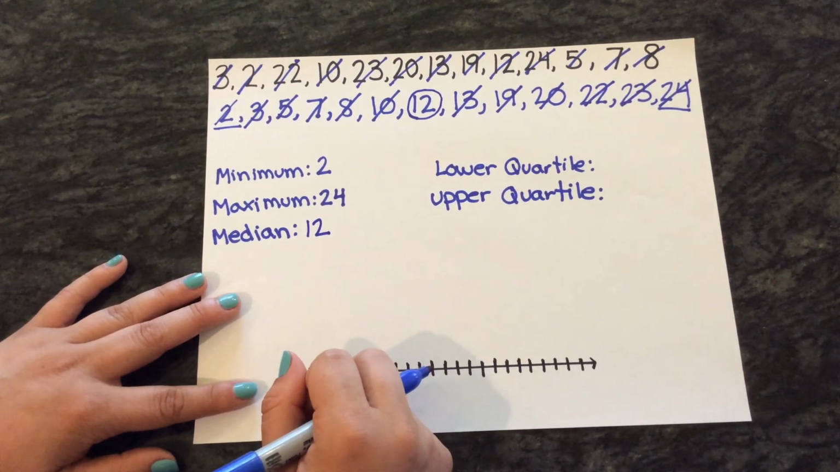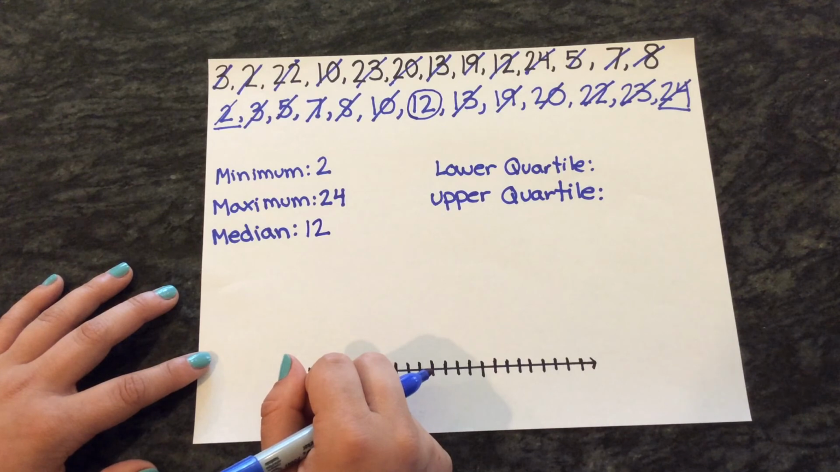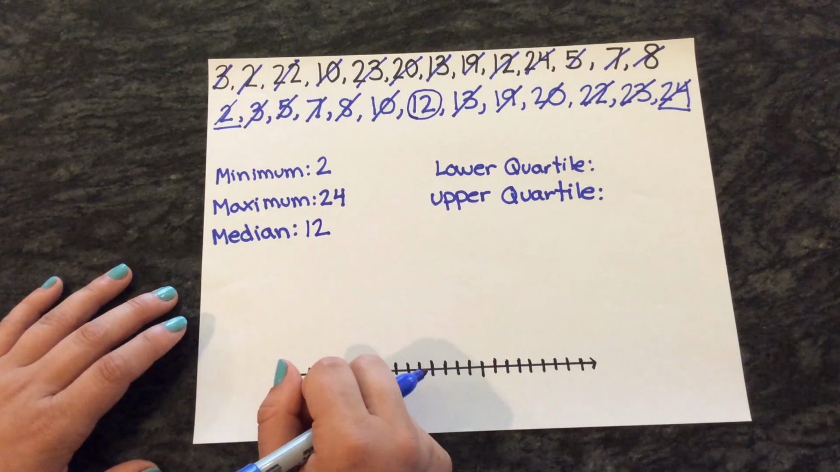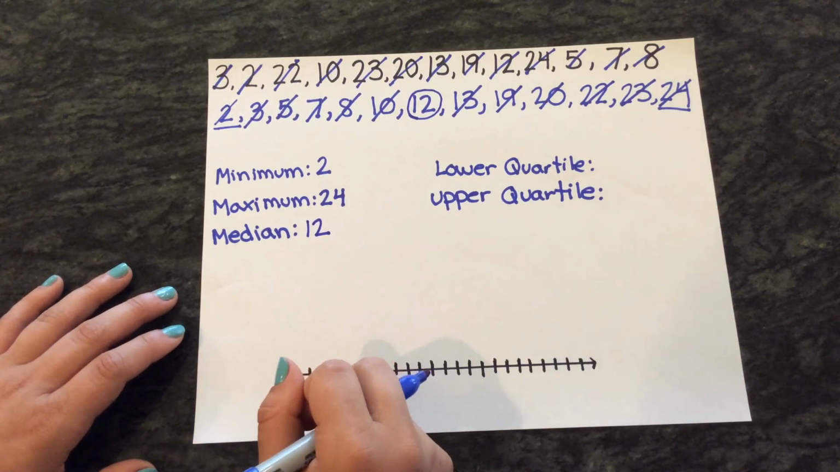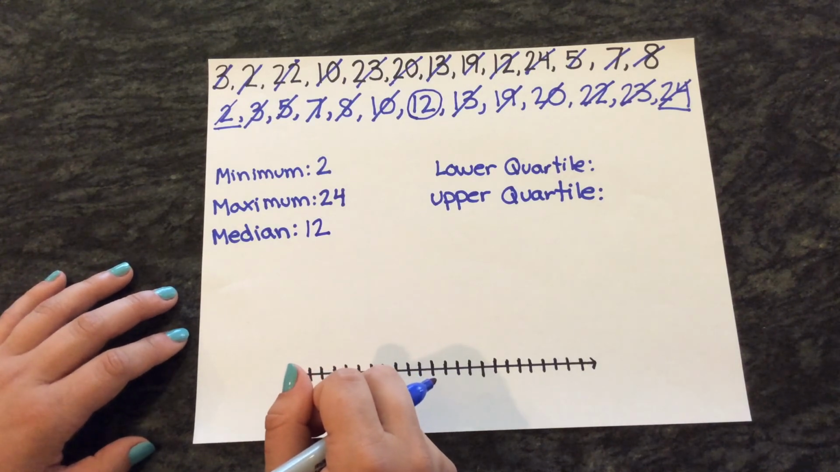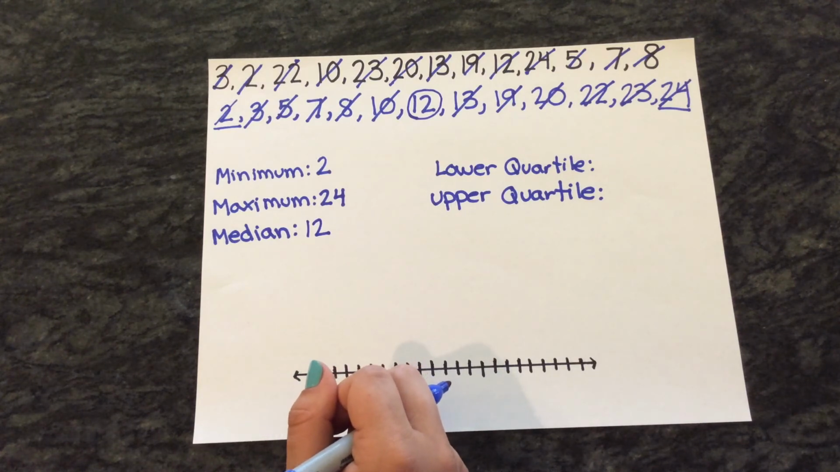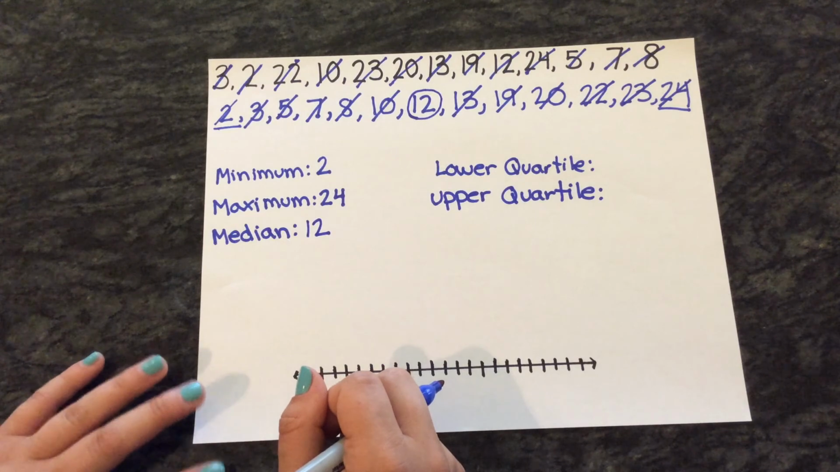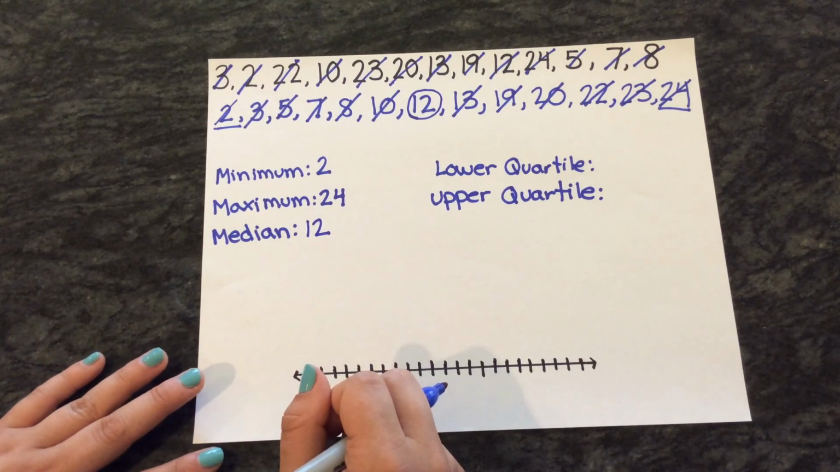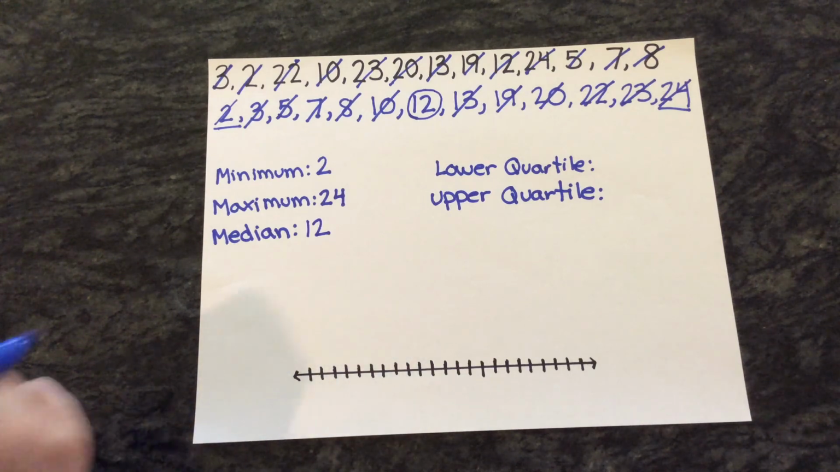Next, let's identify the lower quartile. We are going to repeat the process that we did for finding the median, but this time we are going to do the lower half. There are 2 different methods to finding the quartiles. Include the median or not include the median. In our class, we are going to not include the median when finding the quartiles. So let's find the median of the lower half.